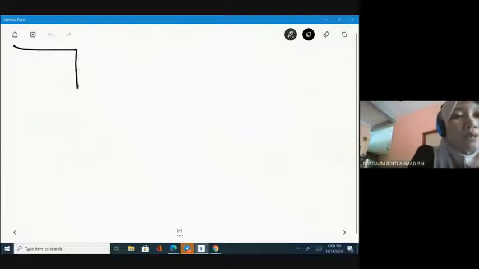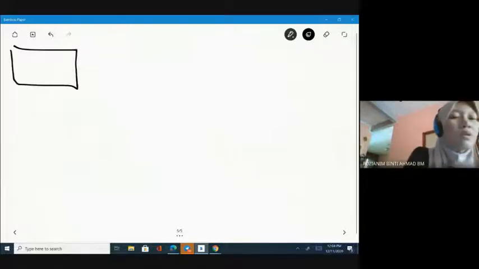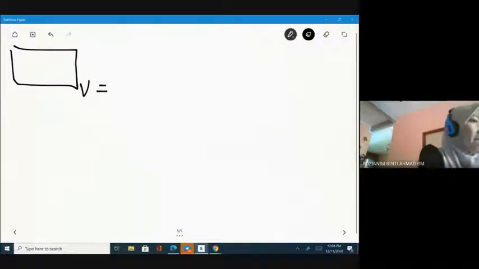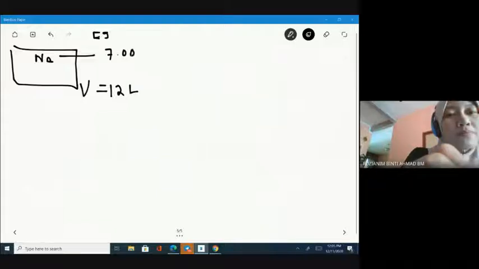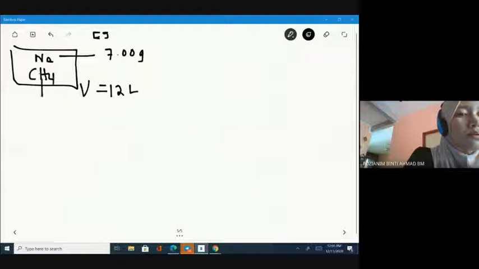So at the same container, the volume of the container is 12 liter. Okay, we have the gas of nitrogen. So this is for example 1. Gas nitrogen, we have the mass is 7 gram. And we have the CH4. The CH4 is 3.1 gram.